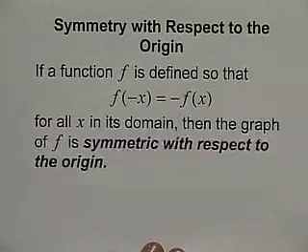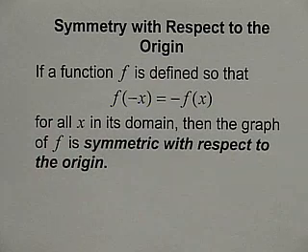Symmetry with respect to the origin: if a function f is defined so that f of negative x is equal to negative f of x for all x in its domain, then the graph of f is symmetric with respect to the origin. Let's take a look at some examples where we're asked to find and determine the symmetry of these functions.